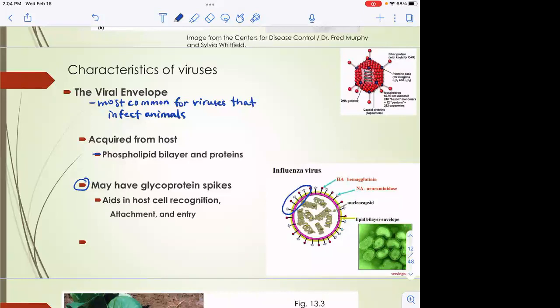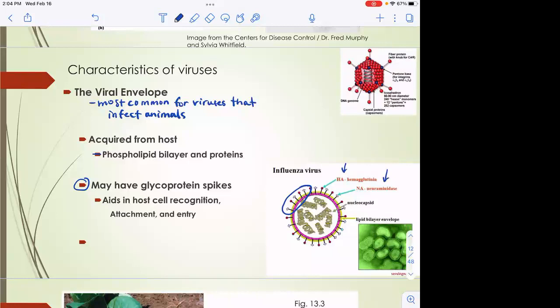The spike proteins for influenza, we're going to talk about these more later in the semester when we talk about the flu, are hemagglutinin and neuraminidase. So H and N, you've heard of H1N1 flu, for example. So there are different variations of those spike proteins that give us different strains of the flu.